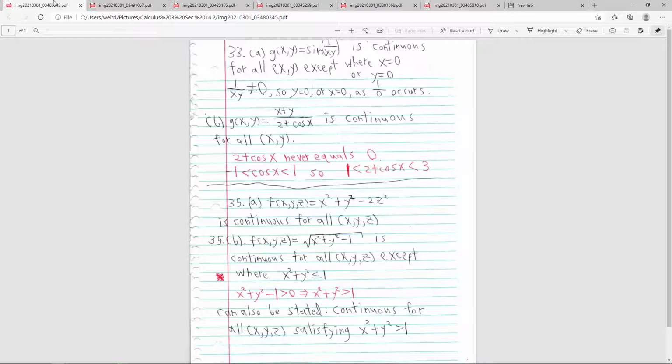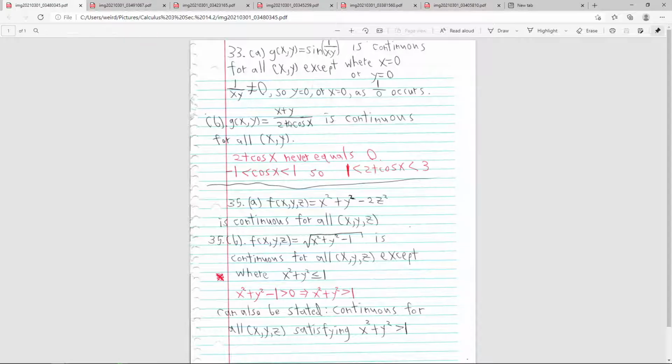Couple more. G of xy equals sine of 1 divided by xy. This is continuous for all xy except where x equals 0 or y equals 0. Either one of them, pretty obvious. 1 divided by 0 occurring is not good. You avoid it, or else it'll be non-continuous at that point. That's for whenever x or y is 0, because it's multiplication of them, so anything multiplied by 0 is 0.